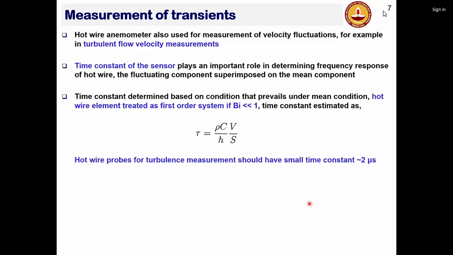Now this constant current anemometer can be used to measure steady velocity, where the velocity is not changing with time.